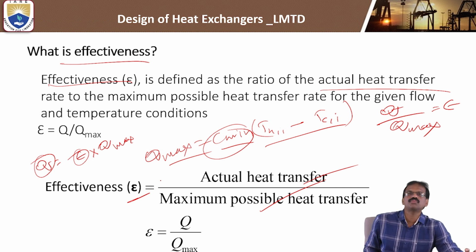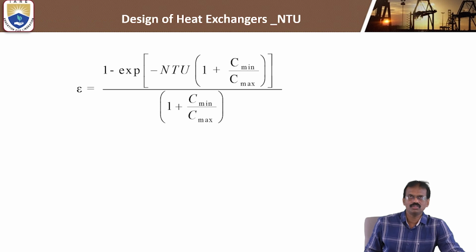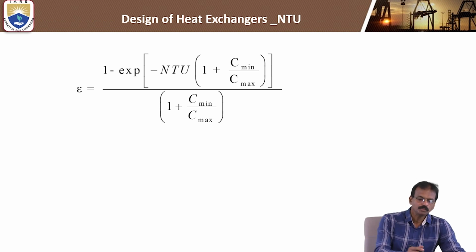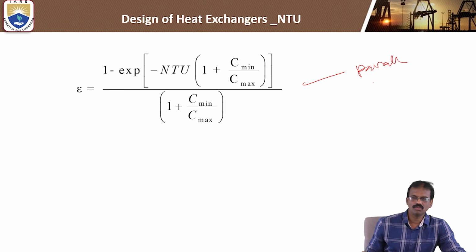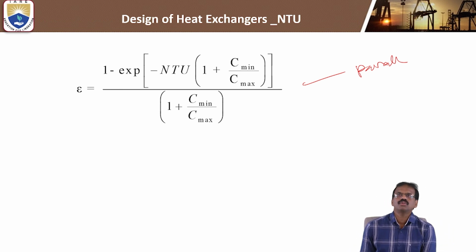What is the formula to find the effectiveness? This is the formula to find the effectiveness by the NTU method. This is for a parallel flow exchanger; counter flow is different. So, 1 minus exponential of minus NTU into 1 plus C minimum by C max, divided by 1 plus C minimum by C max.